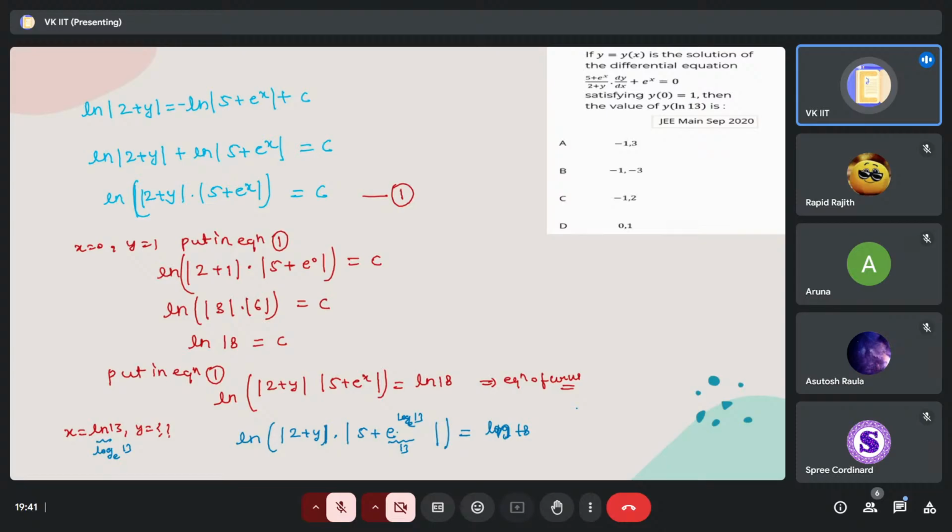So from here, if you take anti-log on both sides, the ln and ln functions will be gone. Into 18 is equal to 18, this 18 and 18 is also gone. So we are getting mod of 2 plus y equal to 1. Therefore two values can happen: 2 plus y is equal to plus minus 1. So the y value will be either minus 1 or minus 3. So finally, y at ln 13 will be equal to either minus 1 or minus 3. Both are possible, so second option.